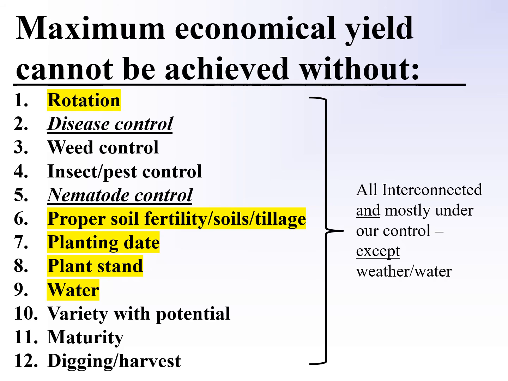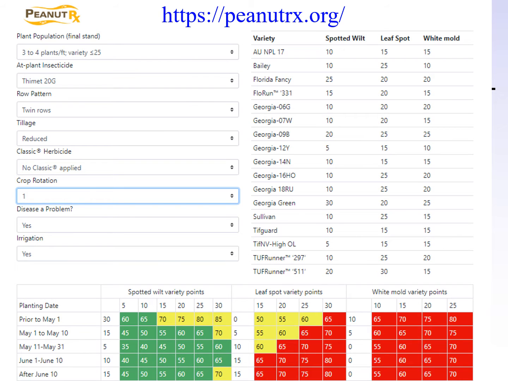And of course, some of these things we don't have a lot of control over. If it's non-irrigated, we're relying on the weather to provide the water that we need. If it's irrigated, then it is under our control to some extent. But all of these are interconnected and mostly under our control, except for weather and water. And obviously with that many factors, 12 factors, it's really impossible to go through all the potential interactions among those. But I want to point out one really important interaction.